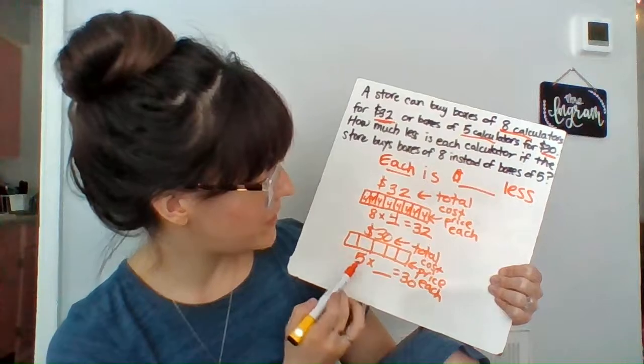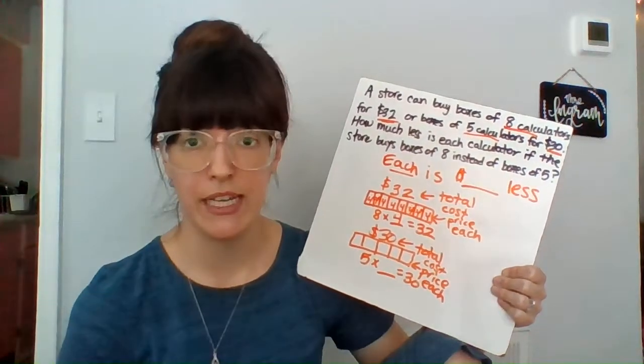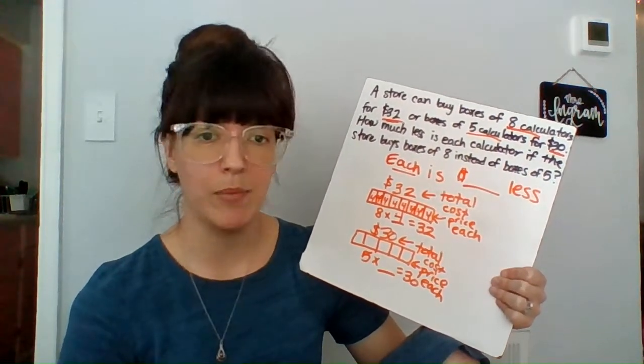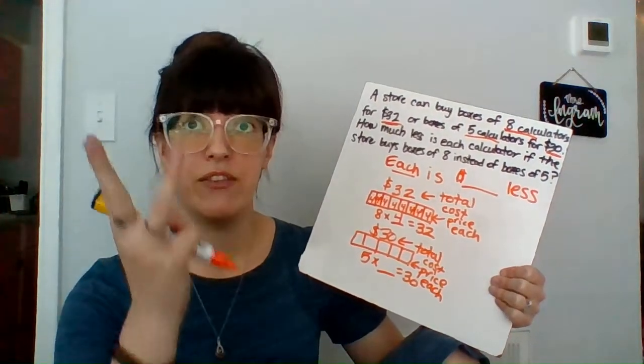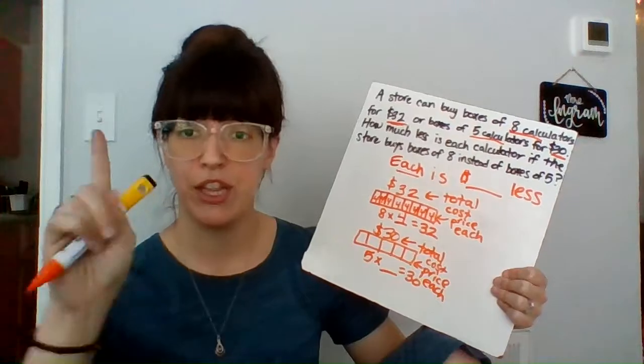And down here for this one, 5 times blank equals 30. So here I'll use skip counting to help me. So I'm going to be counting by 5s until I get to 30. 5, 10, 15, 20, 25, 30.